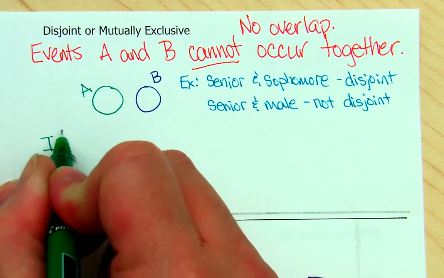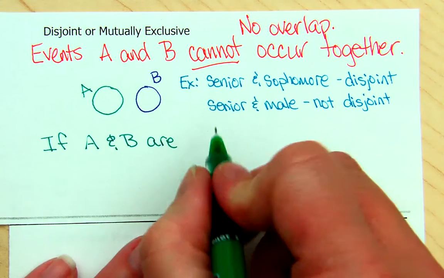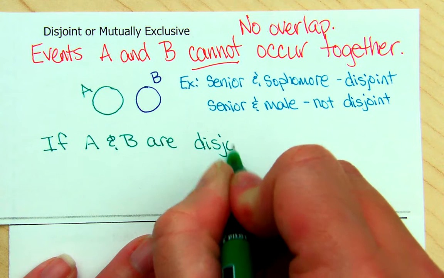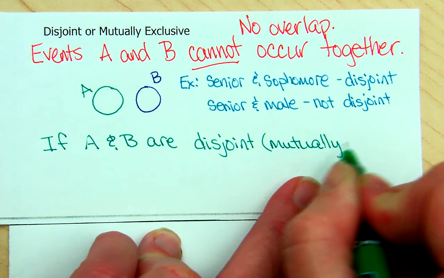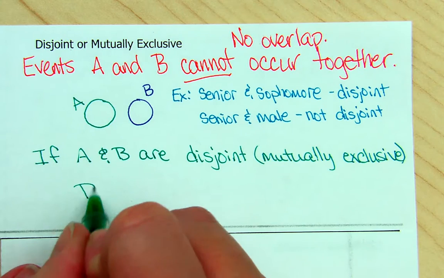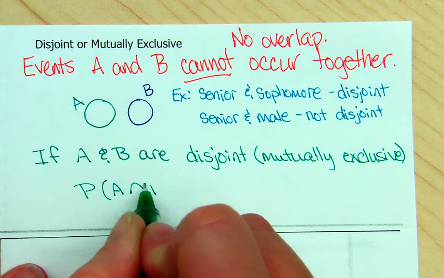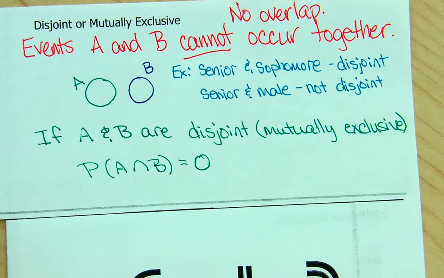So if A and B are disjoint or mutually exclusive, then the probability of A and B is 0. It cannot happen. And sometimes they will give you a description of two things happening and tell you that they're mutually exclusive, but then down in part C they may ask you what's the probability of the two events both happening.